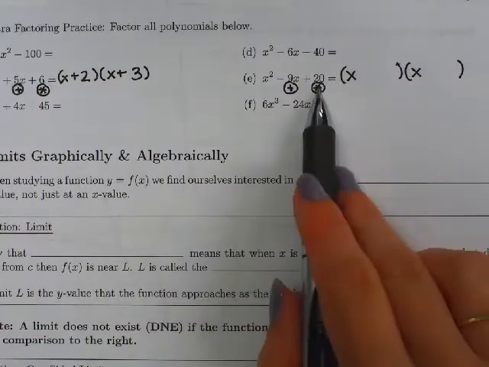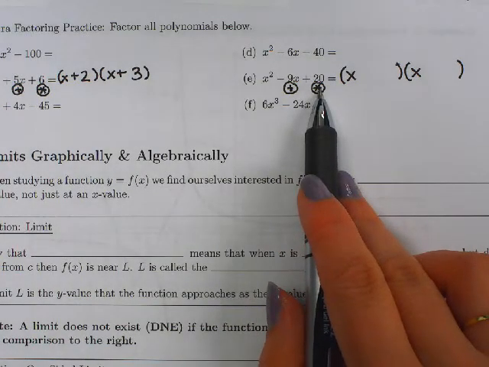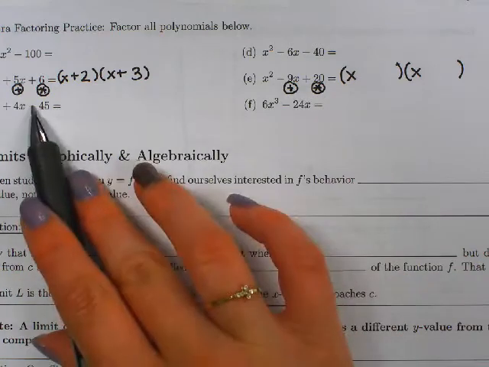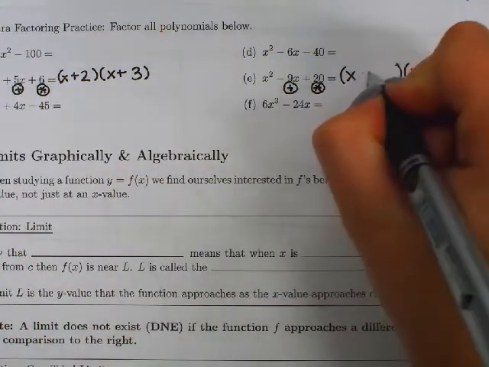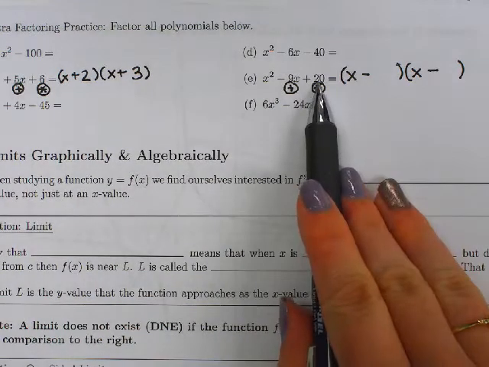So I want to multiply to be a positive and add to be a negative. So I must have a negative times a negative to multiply to be a positive and add to be a negative. It can't be two positives because then it'll add up to be positive like the problem before. So I have a negative times a negative. I just want to run through the factors of 20.